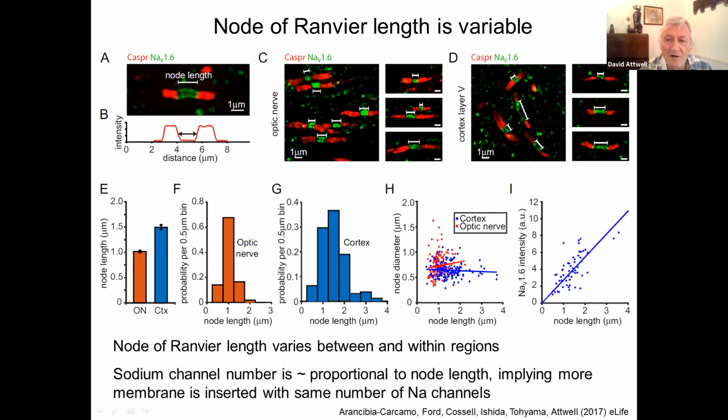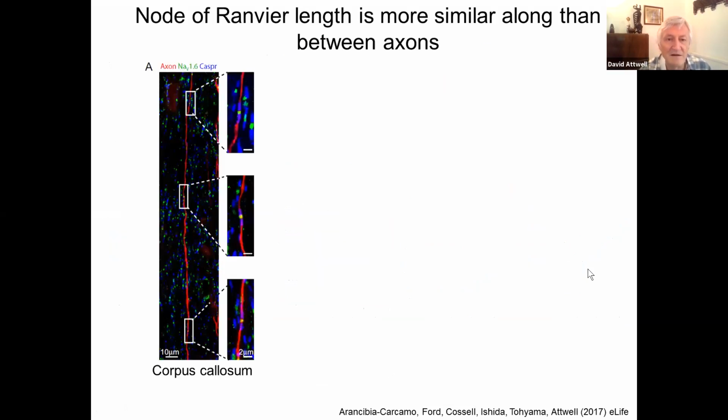However, it does correlate with the number of sodium channels present in the node. So if you integrate the immunohistochemistry signal here over the whole node, you find the signal you get is proportional, roughly, to node length. And so it's as though the same membrane is inserted with the same density of sodium channels, same number per unit area. And the longer the node, the more sodium channels you've got. And this will be important in a second.